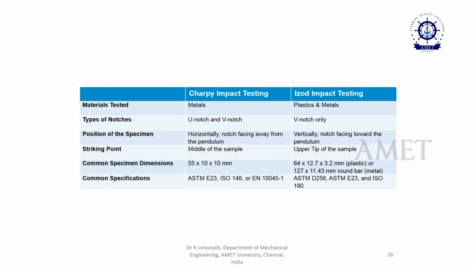The common specimen dimension is 55 by 10 by 10 mm. For the Izod impact testing, 64 by 12.7 by 3.2 mm is normally used for plastic. For metal, a 127 by 11.43 mm round bar should be used for the Izod impact test. Commonly these are the ASTM standards: E23 for the Charpy test and D256 for the Izod test.